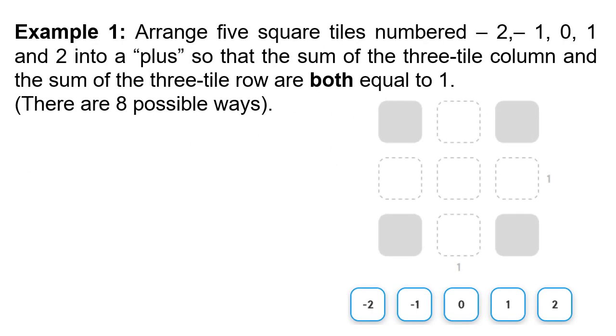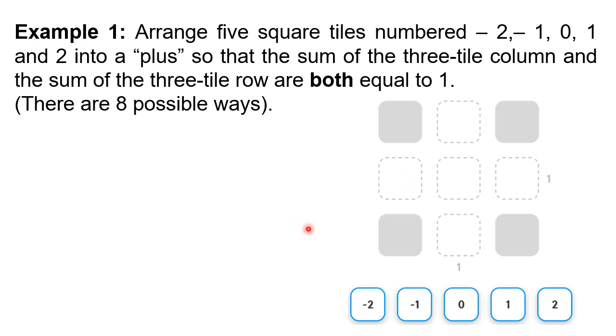Now, here is the first example of a mathematical game. You are asked to arrange the five square tiles numbered -2, -1, 0, 1, and +2 into a plus, meaning you are going to add these digits, so that the sum of the three-tile column and the sum of the three-tile row are both equal to 1. In other words, you put -2, -1, 0, 1, and +2 here so that the total is always +1, both horizontally and vertically.